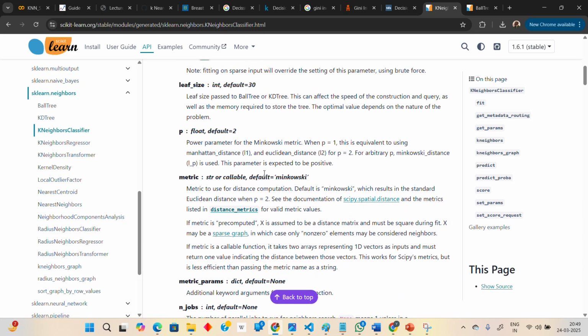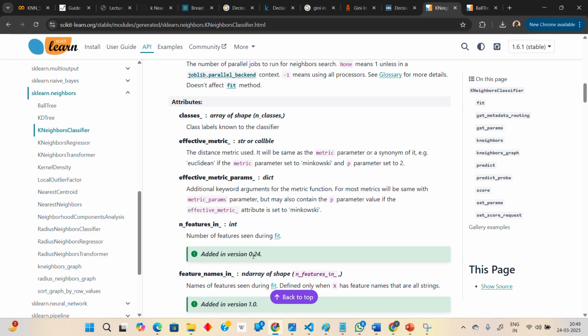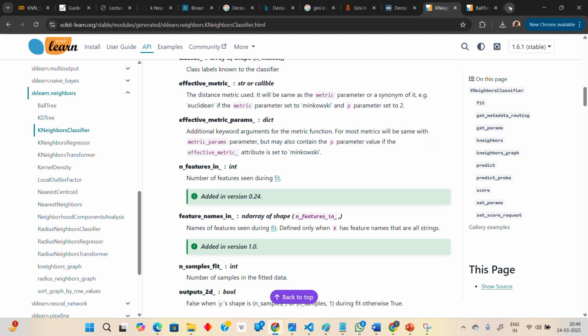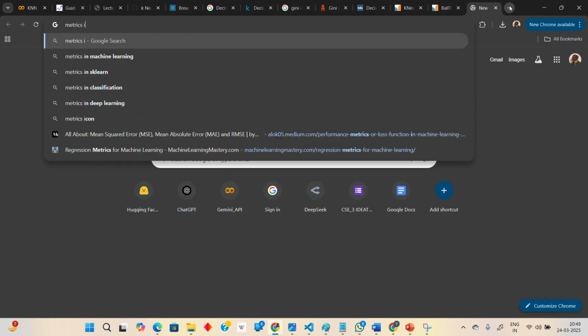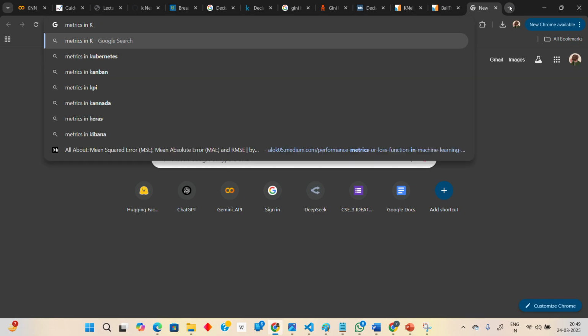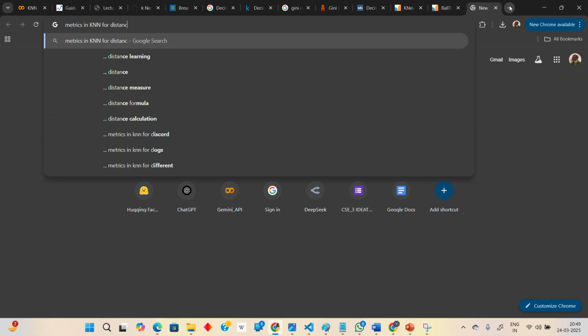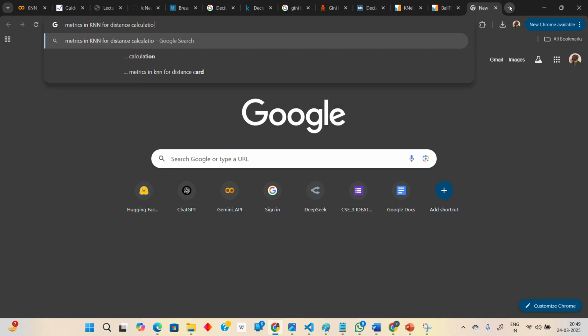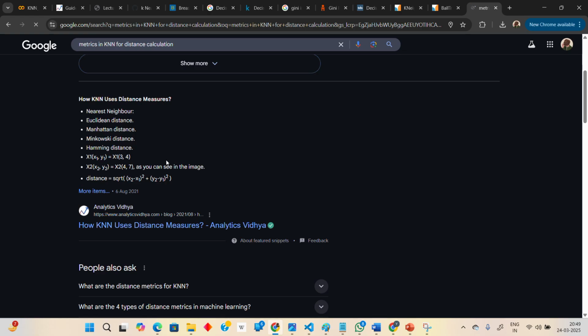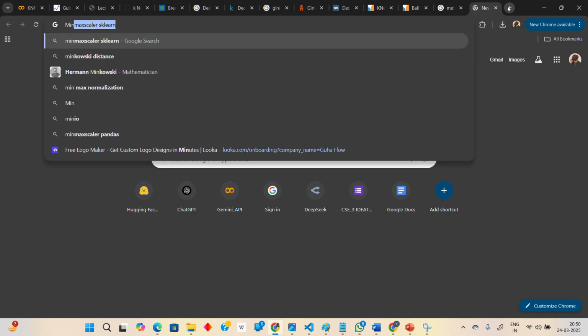Let me search metric in KNN for distance calculation. Yes, Minkowski and Manhattan. These three are popular: Euclidean, Manhattan, Minkowski. Euclidean, I just explained the formulation, right? Then how do these two work? If you observe, it all comes from Minkowski.